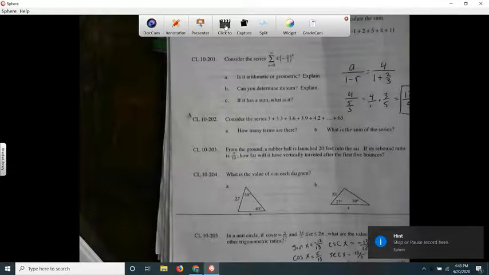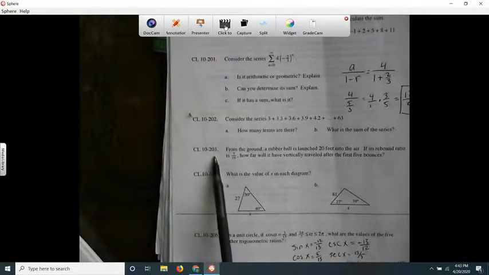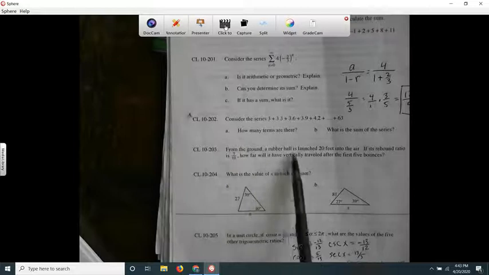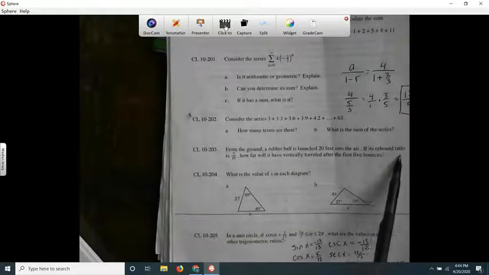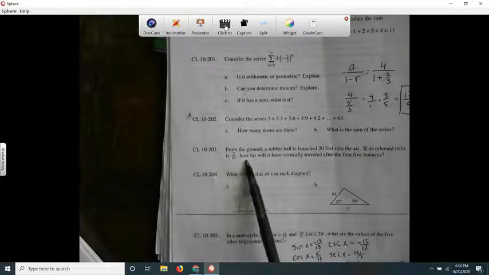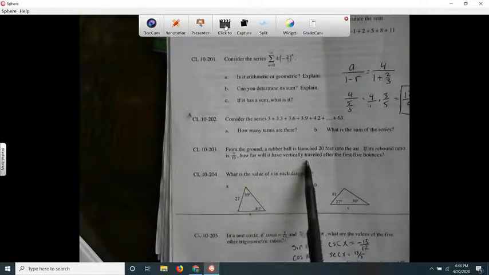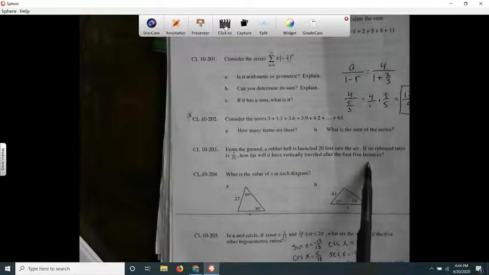Here's Integrated 3, CL10-203. It says from the ground, a rubber ball is launched 20 feet into the air. If its rebound ratio is 7/10, how far will it have vertically traveled after the first 5 bounces?